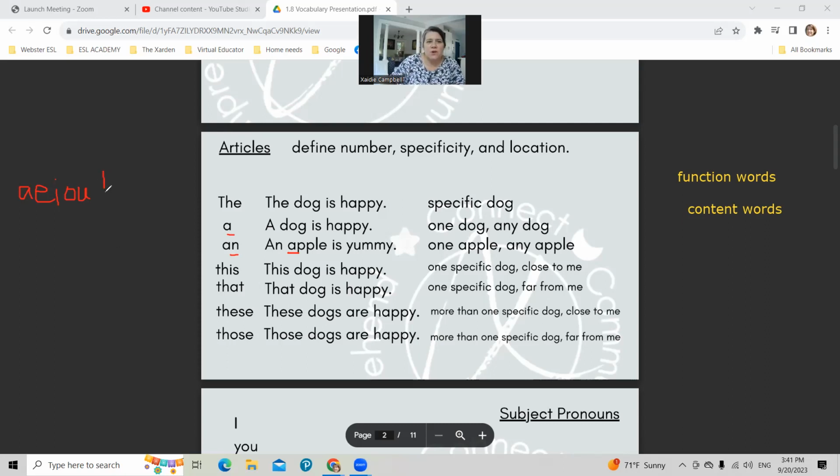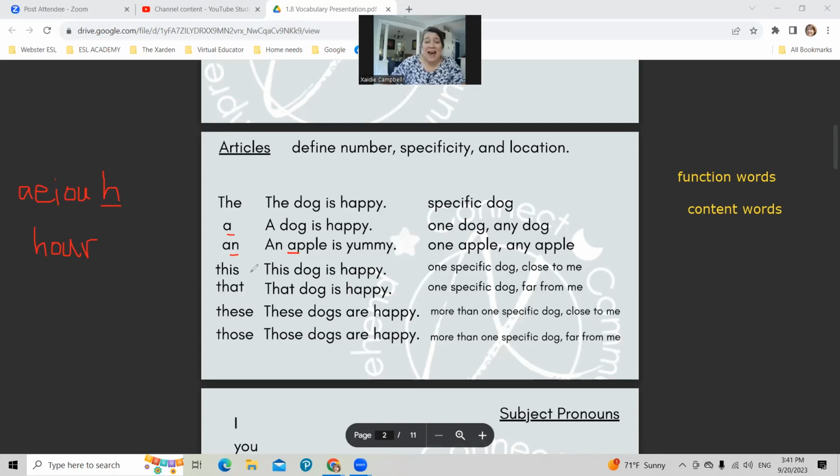So there are some words in English that start with a silent H, like the word hour. Hour, meaning 60 minutes. We use an. So if it sounds like A, E, I, O, or U, we'll say an. So an, not specific, it can be any, okay?